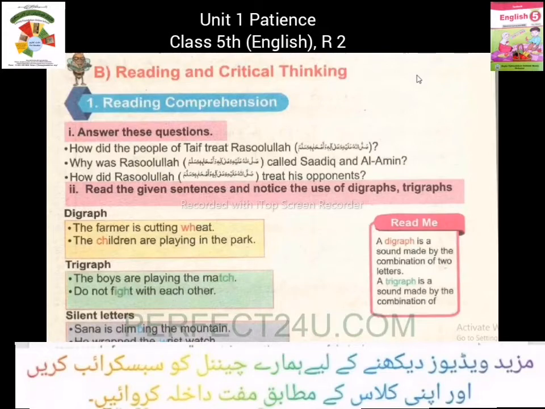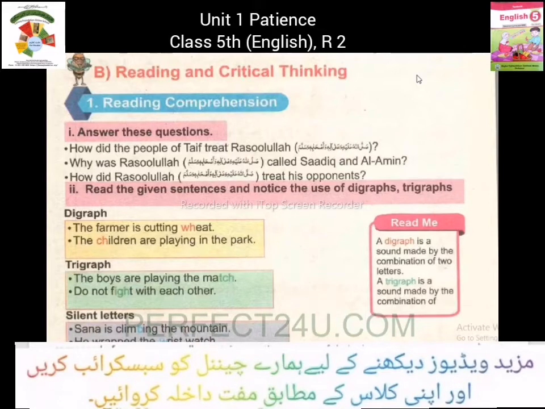Okay, first, a digraph is a sound made by the combination of two letters, and a trigraph is a sound made by the combination of three letters. It means when two letters have one sound, we call it a digraph, and when three letters have one sound, we call it a trigraph. So in the first sentence, the farmer is cutting wheat.